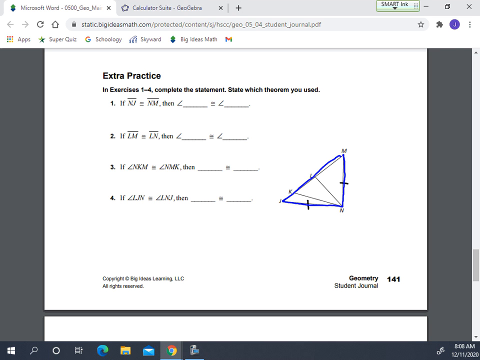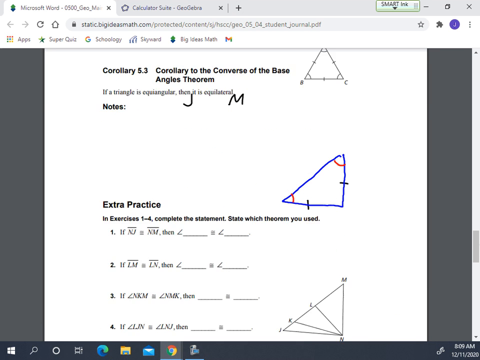Well, like we just explored, we know that the angles opposite to those congruent sides, so this angle and this angle, have to be congruent. So that's what we're going to say. We're going to say then angle J is congruent to angle N. Which theorem did you use?